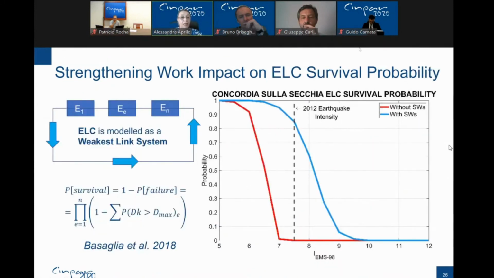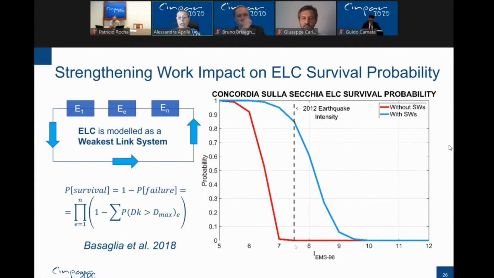It is also possible to compute the strengthening work impact on the ELC subsystem survival probability. It can be done if we think that the ELC subsystem is a system in series. That means that it works like a weakest link system. In this way, the survival probability can be computed as for a series system. And in the plot, you can see the survival probability as a function of the earthquake intensity. The red line is the one without strengthening work, and the blue line is the survival probability with the strengthening work.